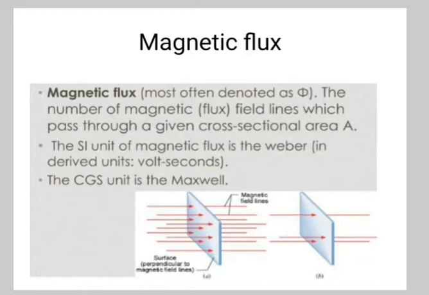So, what is magnetic flux? The magnetic flux, most often denoted as phi, is the number of magnetic flux field lines which pass through a given cross-sectional area A. The SI unit of magnetic flux is the Weber. The CGS unit is the Maxwell. So, what is magnetic flux?